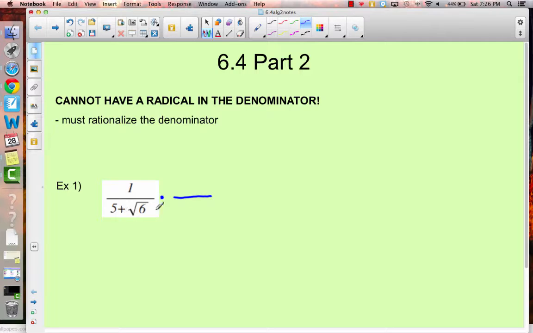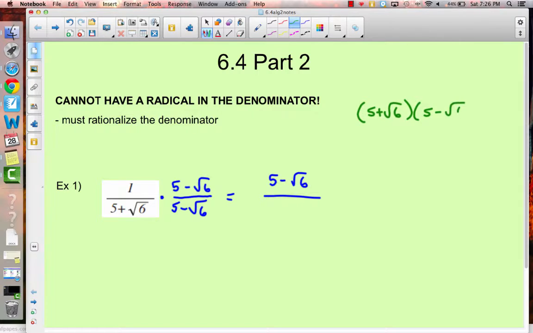Well, what is the opposite of this? It would be 5 minus the square root of 6. And whatever you do on the bottom, you're going to do as well on the top. And then basically it's going to be some foiling. So on the top we have 1 times this whole thing, so that's going to stay the same, 5 minus the square root of 6. And then on the bottom we're going to do FOIL. Now I'm going to kind of do this off to the side so you can see what it would look like. We have 5 plus the square root of 6, and then times 5 minus the square root of 6.